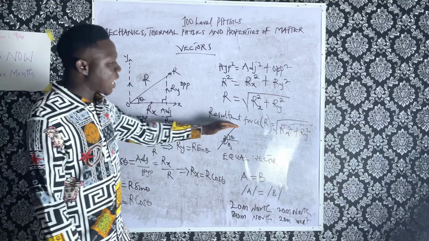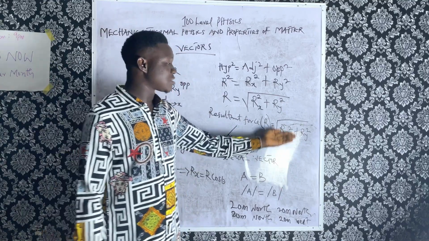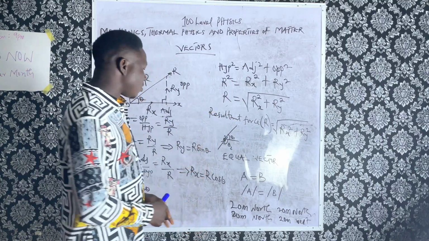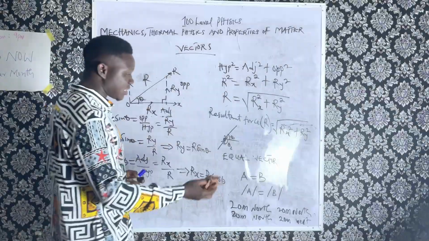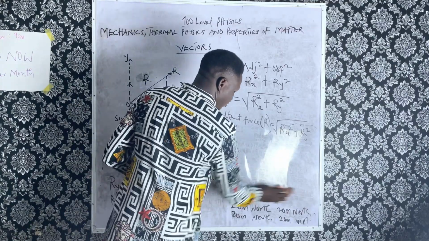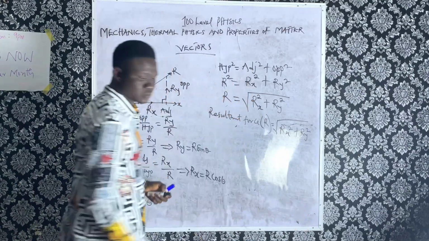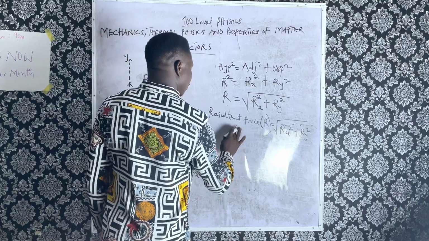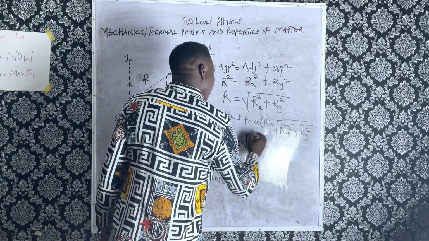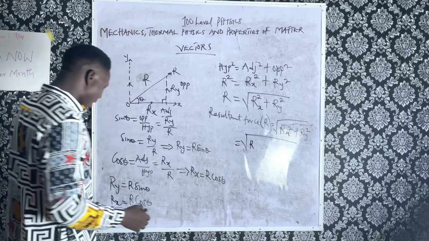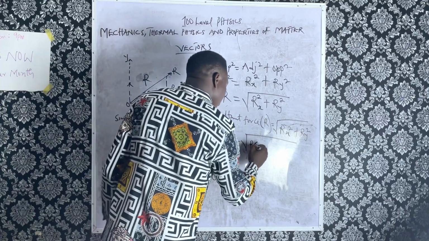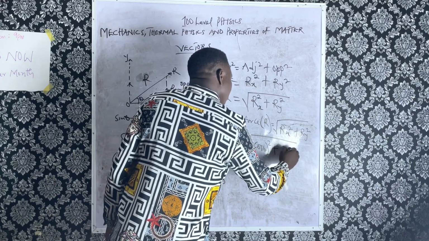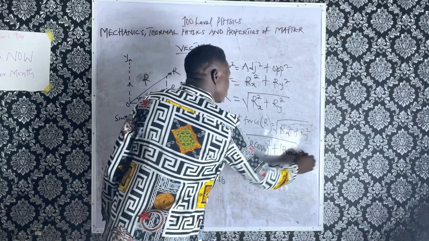Now we know that the resultant force is the square root of Rx squared plus Ry squared. Now we can expatiate further. Since we know that Rx is R cos theta, we can say this will now be the square root of R cos theta all squared plus R sine theta all squared.